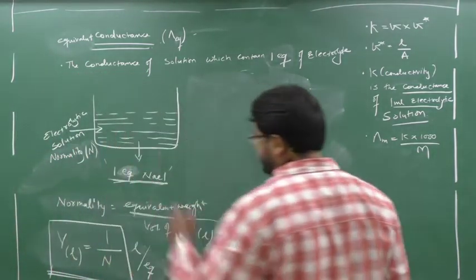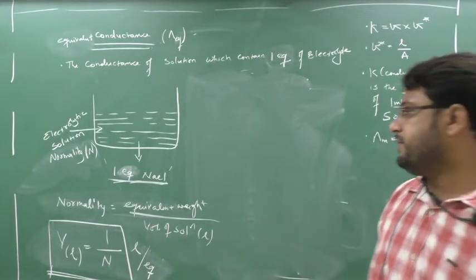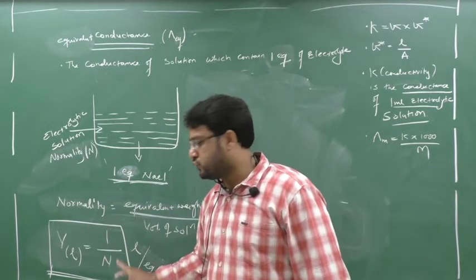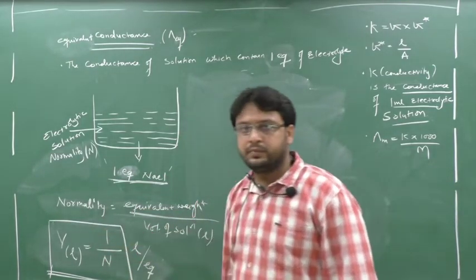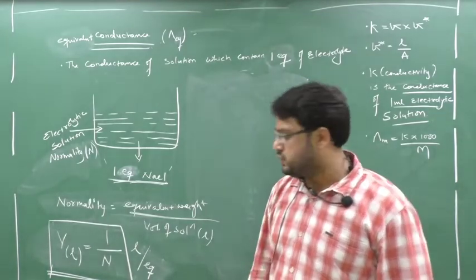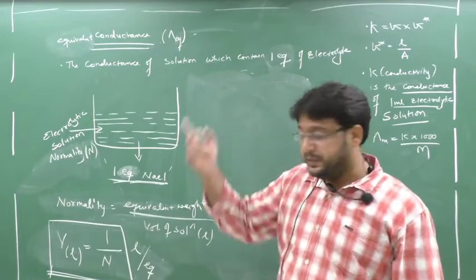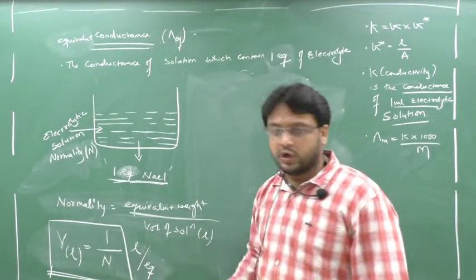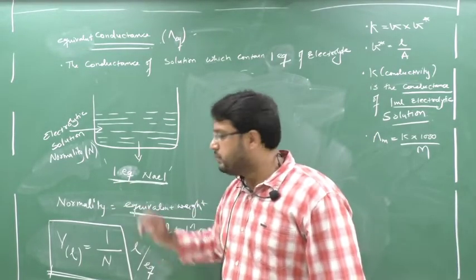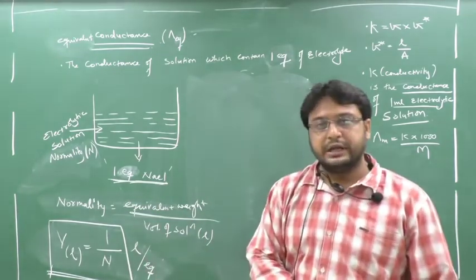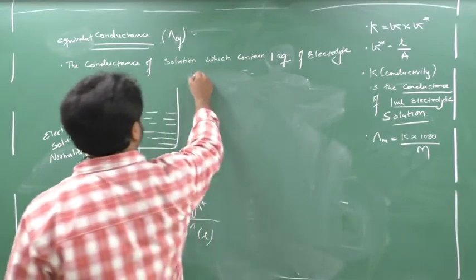Clear? See, in the previous case, in the molar conductance, I had taken 1 mole NaCl. So when I got 1 by M, this was giving me the volume. Volume is measured in terms of liter, for 1 mole. So in the previous case, I wrote liter per mole. But here, instead of 1 mole, I have taken 1 equivalent. So I will get liter per equivalent. Clear? Now I will convert in terms of ml.